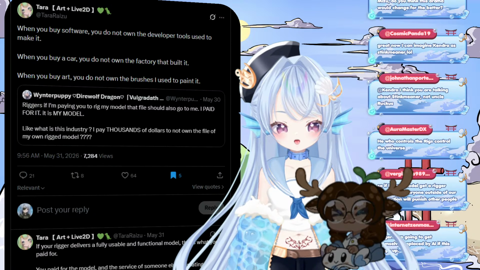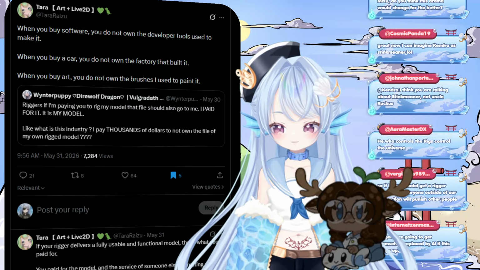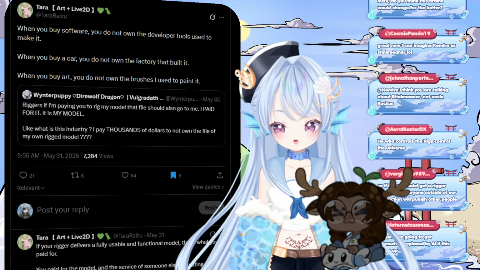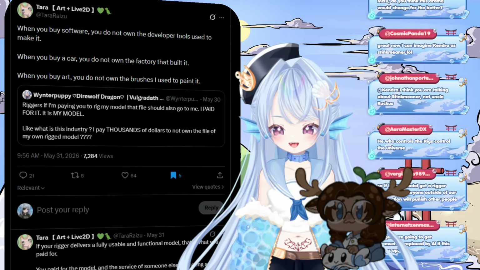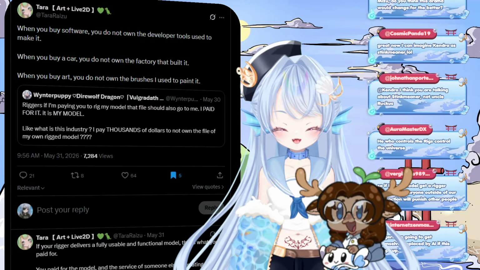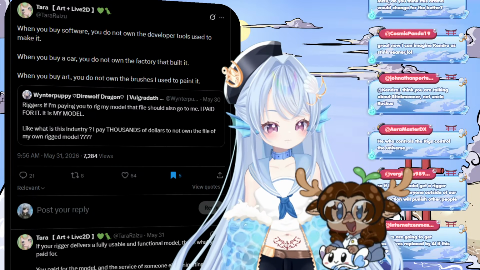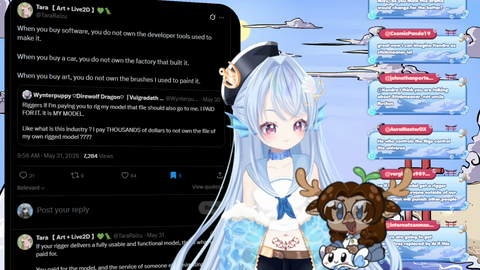Like this one where they said, when you buy software, you don't own the developer tools used to make it. When you buy a car, you don't own the factory that built it. When you buy art, you don't own the brushes I used to paint it. It's like these ridiculous comparisons. Every single one of these is, if you don't buy, you don't own the developer tools used to make it.